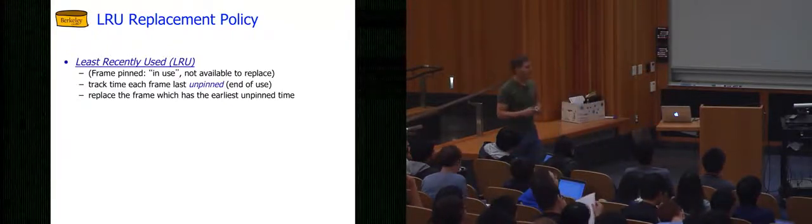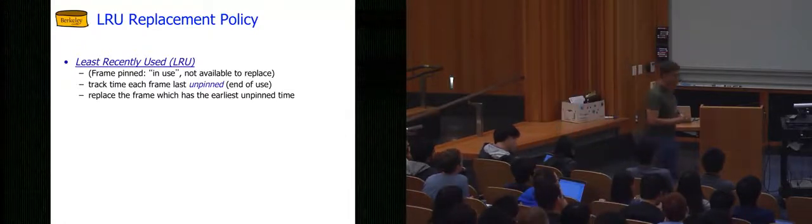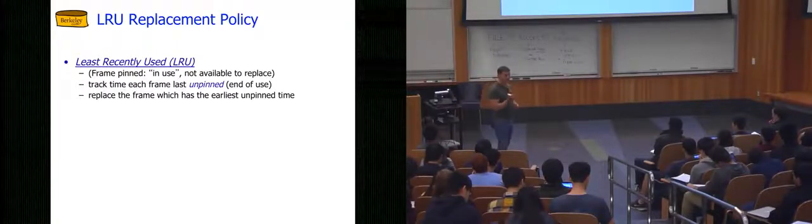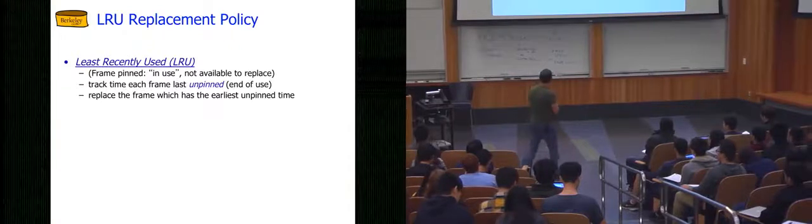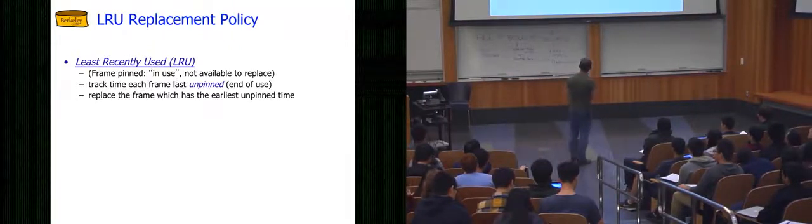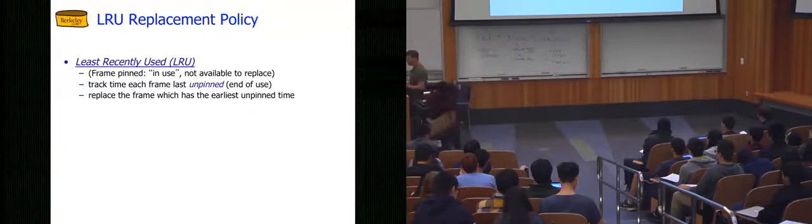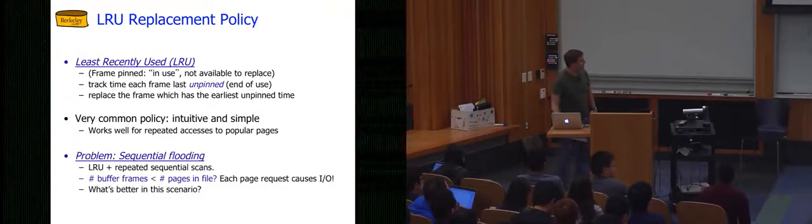Now remember, in this context of pinned pages, our definition of used is unpinned. So when the pin count goes to 0, that's the time when use has ended. And we timestamp that. Okay? So we track the time each frame was last unpinned, and you replace the frame that has the earliest unpinned time. It's a perfectly reasonable policy.